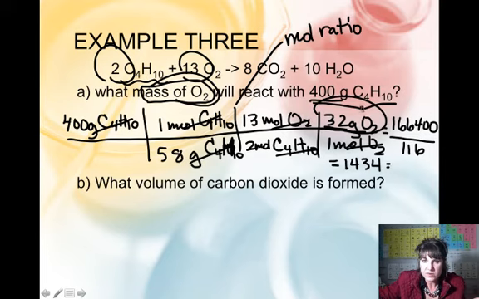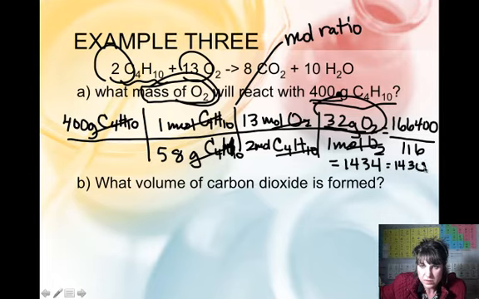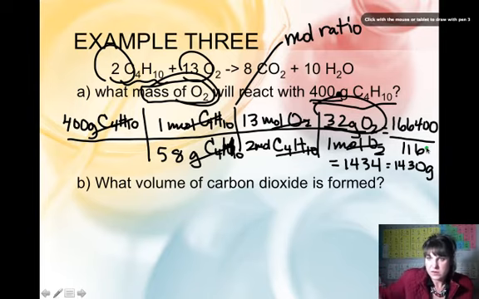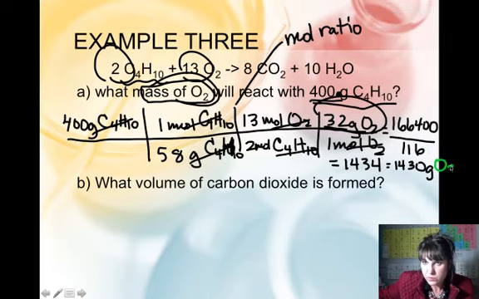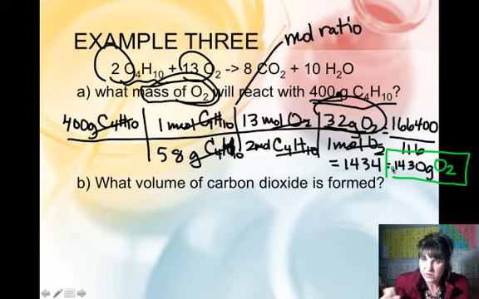400 is a number with only 1 sig fig, but let's pretend that there's a dot behind it so I can keep 3 sig figs. I don't want to round this to only 1. So let's see, 1434, let's just call that 1430. And it's grams of oxygen. Running off the screen here. Grams of O2. Put a box around your answer because that's the way I like it.